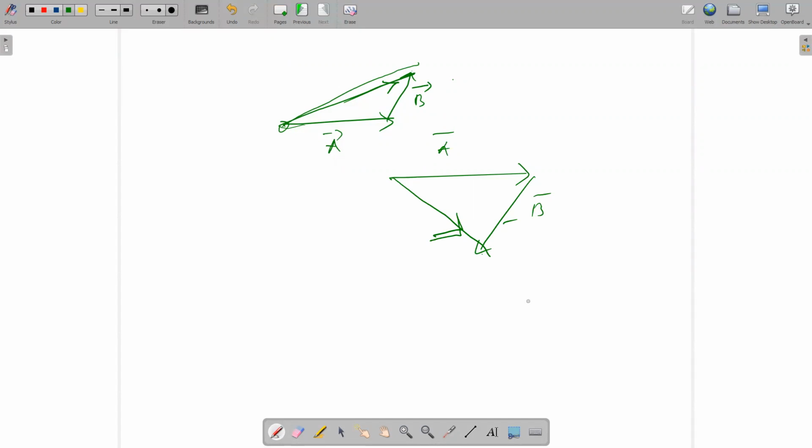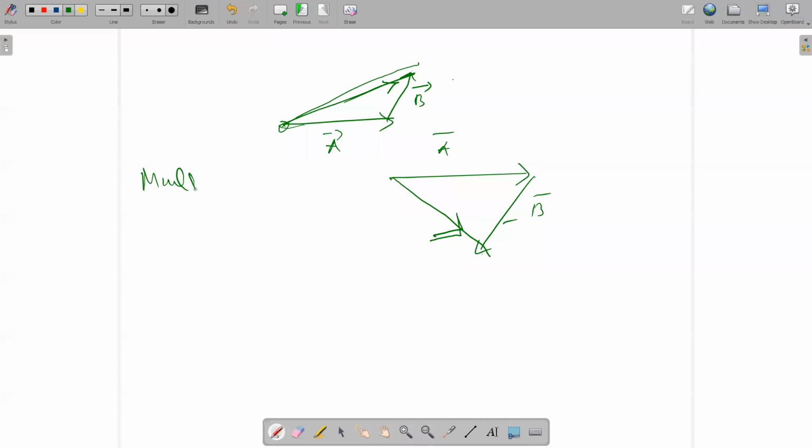Okay. After this, now I have discussed two things: one is the addition and one is the subtraction. And in subtraction, I have explained the negative of the vector. So the next part of this article is multiplication.